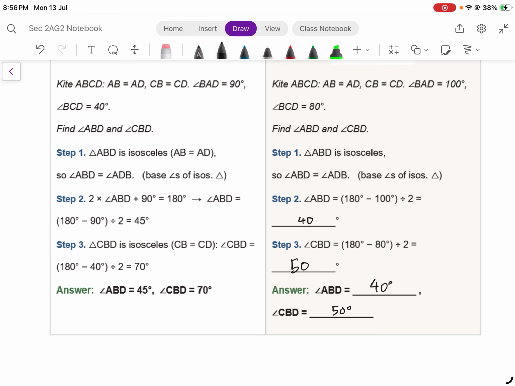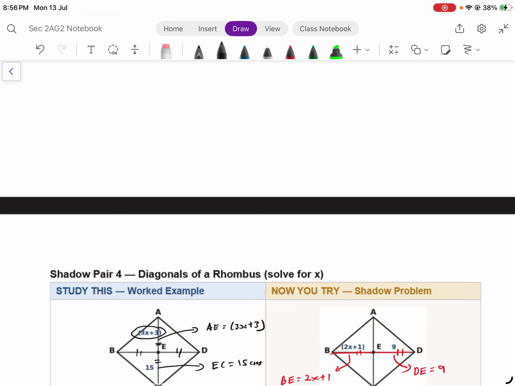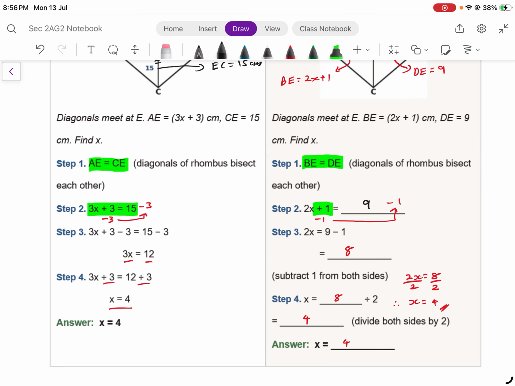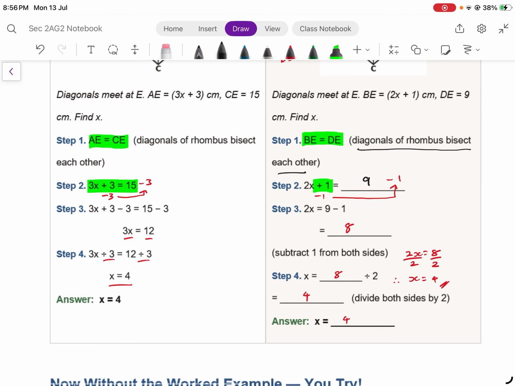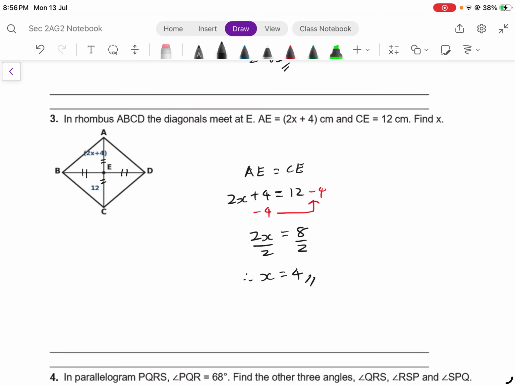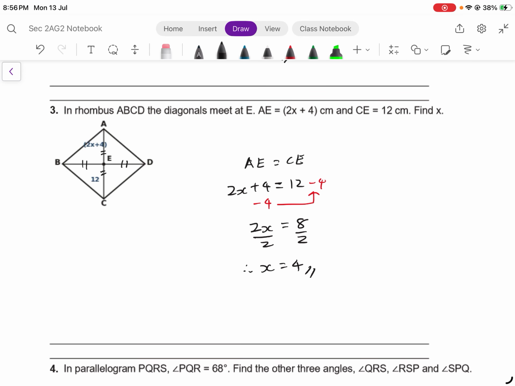Okay, quite easy, same as here. Oh no, not this one, this one. Diagonals of a rhombus bisect each other. So remember to write it down: diagonals of a rhombus bisect each other.